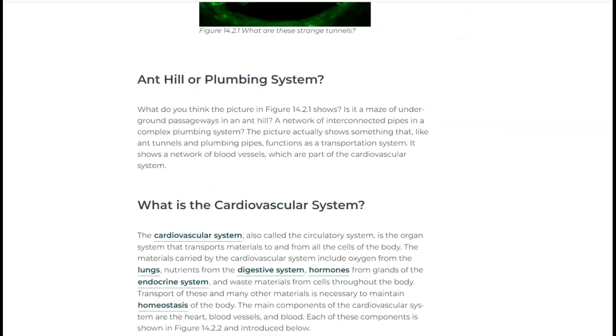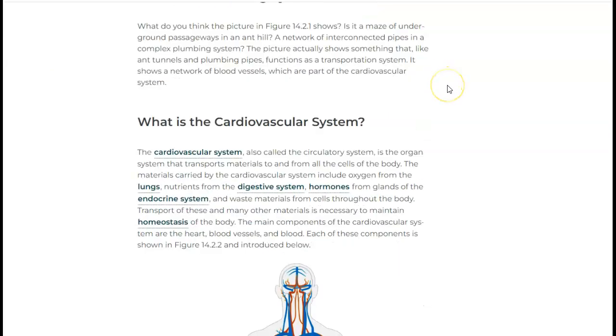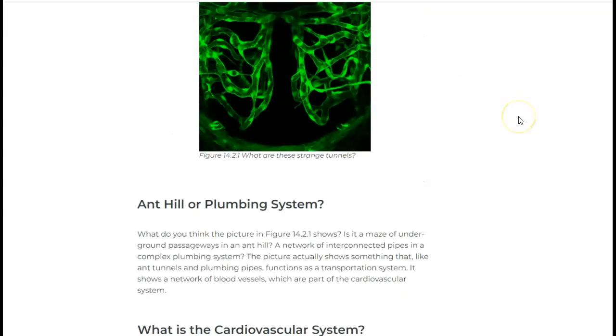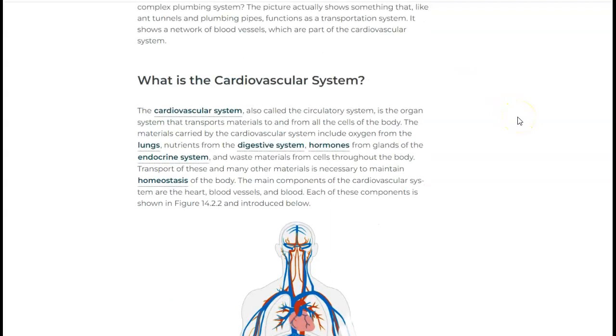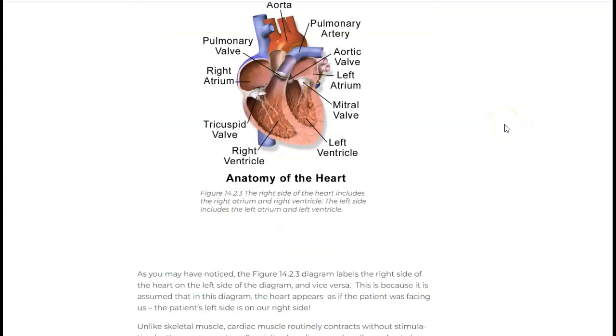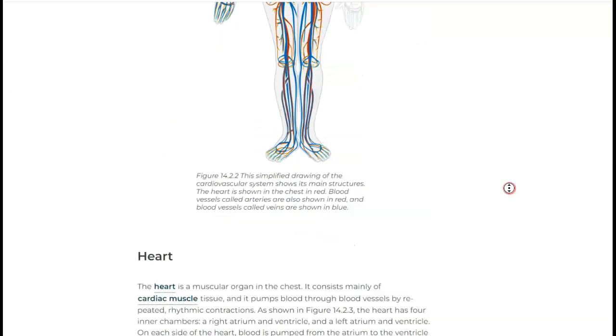What is the cardiovascular system? The cardiovascular system, or the circulatory system, is the main transport. So why do we need one? We need to transport waste. We need to transport oxygen and gases.